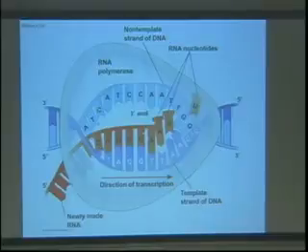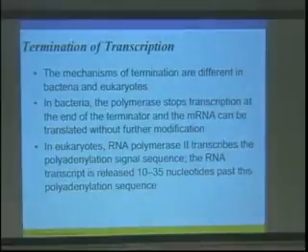Okay. All right. So then it also has to terminate somewhere, and the mechanisms of termination are different in bacteria and in eukaryotes. So in bacteria, the polymerase stops transcription at the end of a sequence called the terminator, and then the mRNA can be translated without further modification.